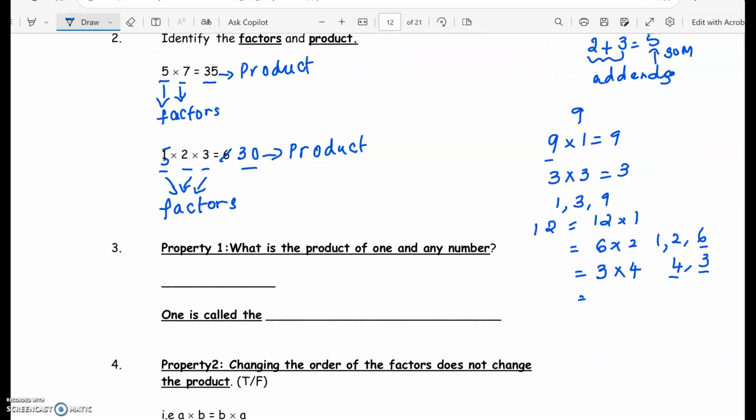What is the product of 1 and any number? 1 and any number, I'm going to call it A. A can be any number, and you're going to get back A. For example, 1 times 4 is 4. 1 times 9 is 9. 1 times radical 2 is radical 2. Nothing changes. The number remains identical when multiplied with 1. So 1 is called the multiplicative.